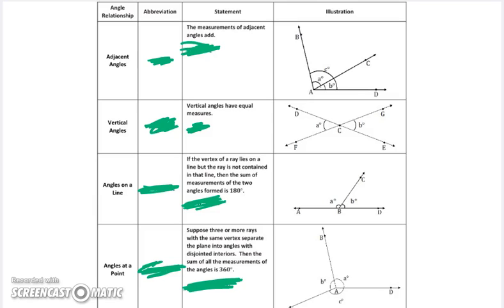Okay, here are some angle relationships. We have the statements, we have the names, and some illustrations. So let's take a look at it. We talked about these before, these adjacent angles. If we take a look at the diagram, the illustration here, this is angle A right here. And then we also have this angle B.